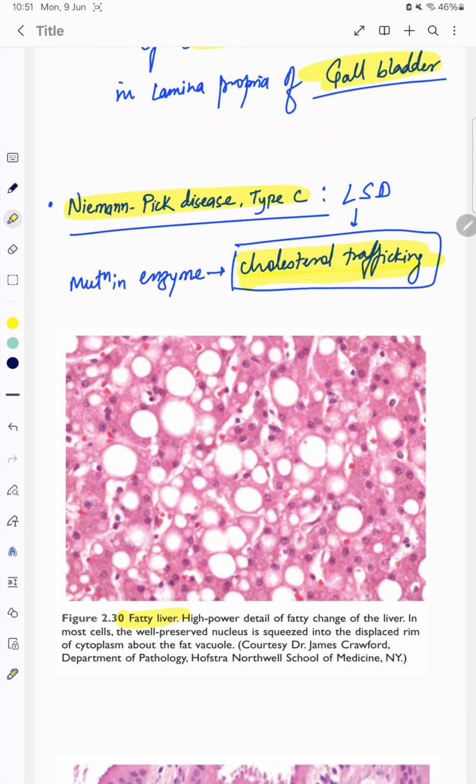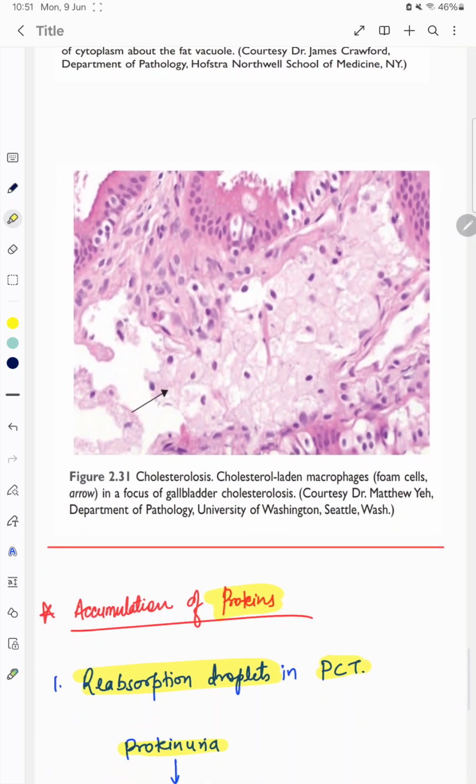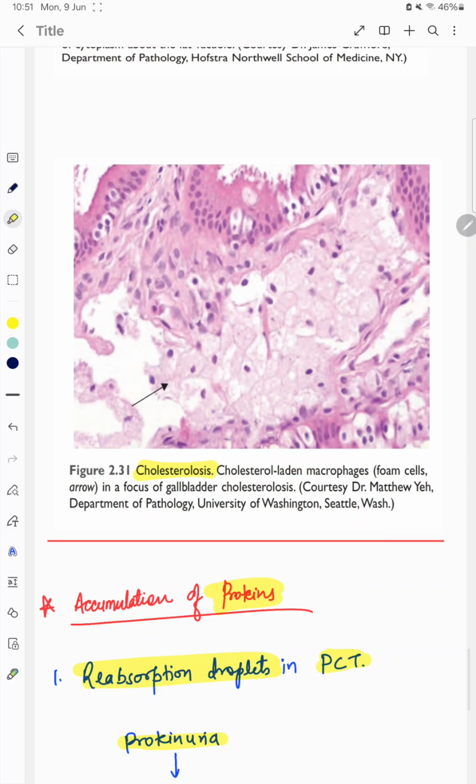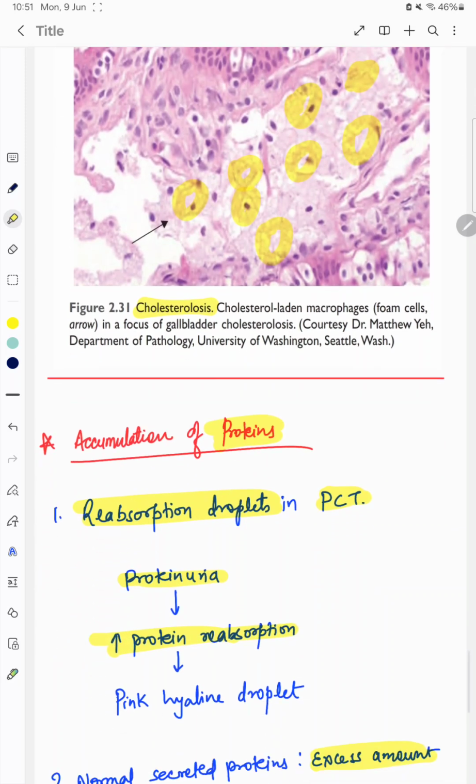This is the microscopic image of fatty liver. These are the large, clear vacuoles of lipid. This is an example of cholesterolosis. These are the focal accumulations of foamy macrophages in the gallbladder.